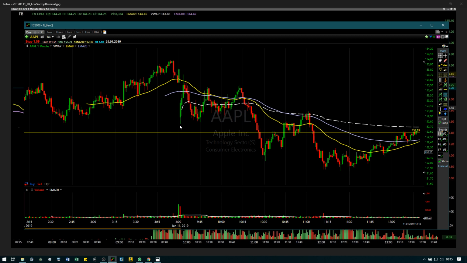I sold into support here. There's clear support in this 152.80s. But when we broke VWAP, I took the rollover through the full dollar for an entry and stopped out here on the high, and tried again here, but was stopped out here, and it wasn't good.